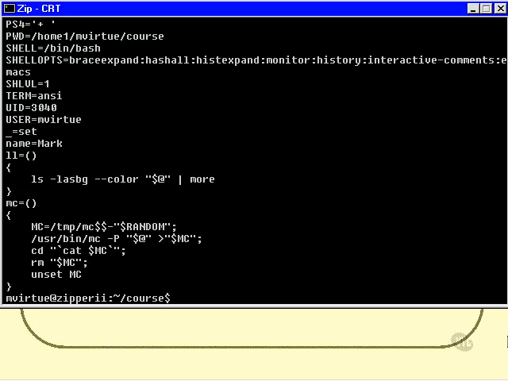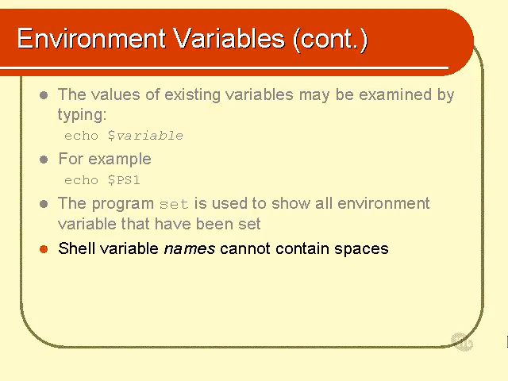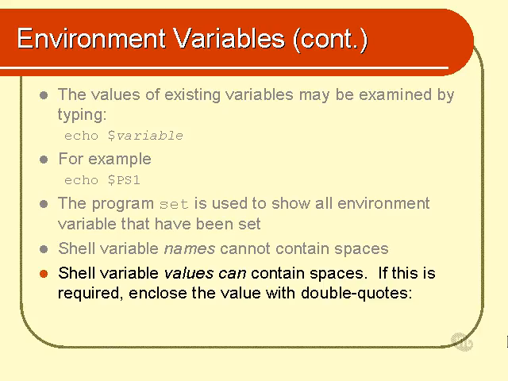Shell variable names cannot contain spaces. So in other words, the PS1 bit cannot contain any spaces. However, the values can contain spaces. But if you wish for your shell variable values to contain spaces, you have to do it in a very special way. You have to enclose the value in double quotes, like you can see, PS1 equals hello there. So let's have a look at how that looks.